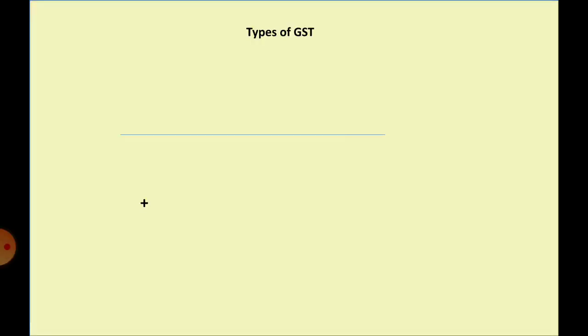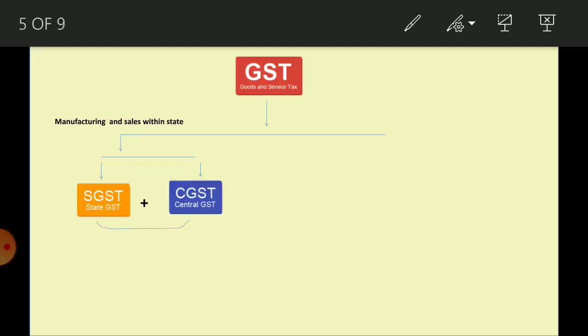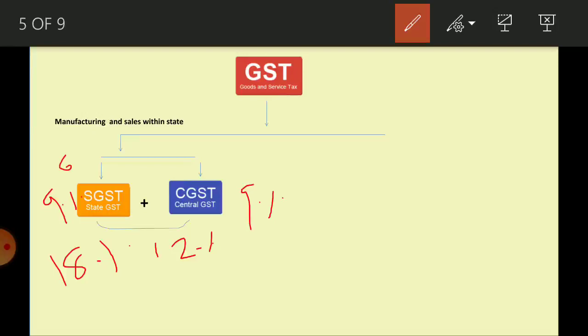Now, let's discuss the different types of GST. Basically, there are three types of GSTs. When manufacturing and sales happen within the same state, at this time, SGST, state GST, and CGST, central GST is applicable. Example, if the GST of the particular product is 18%, in this case, state will get 9%, center will get 9%. They are dividing 50-50. If the GST is 12%, state will get 6% and center will get 6%.